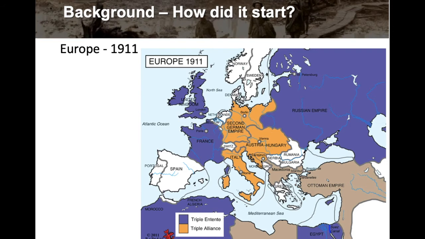takes, or annexes, that means basically takes control, incorporates it into Austria-Hungary. This little country here, it's actually two countries called Bosnia and Herzegovina. It's this little tiny country that they take control of. And that used to belong to the Ottoman Empire.